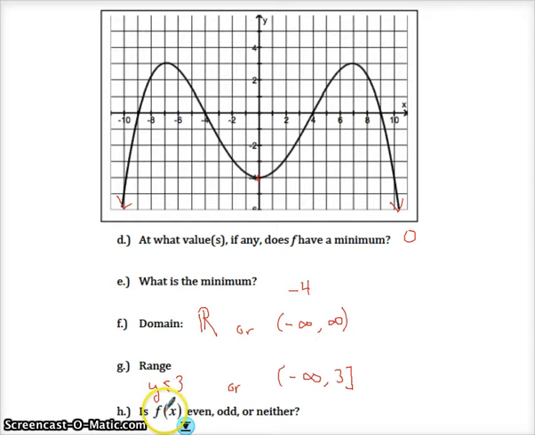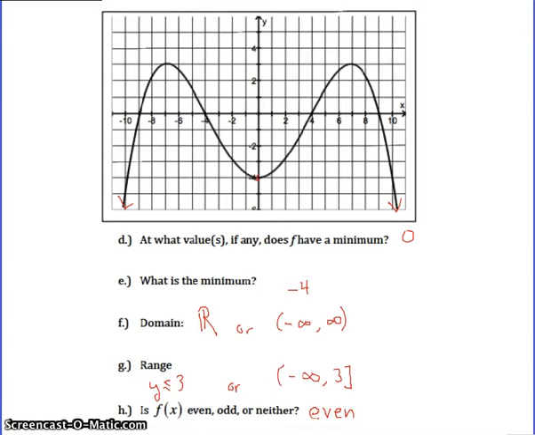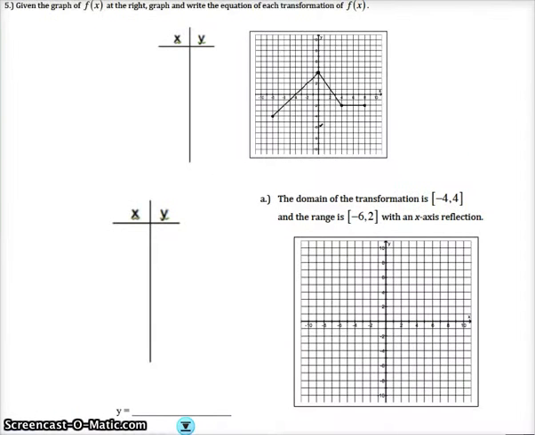Is f of x even, odd, or neither? Well, it appears to have a line of reflection here. That means it's even. It's not odd because if I flip it over, it's going to look different. If I spin it around 0, 0, it's going to look different.